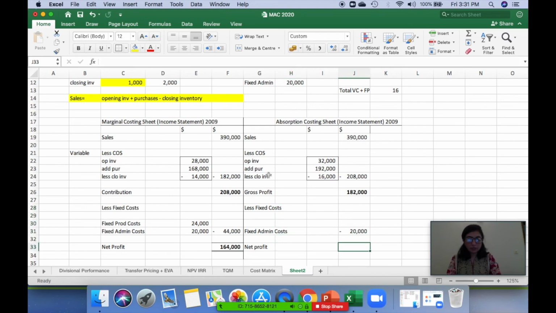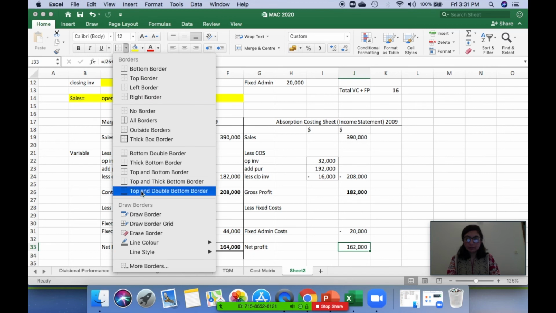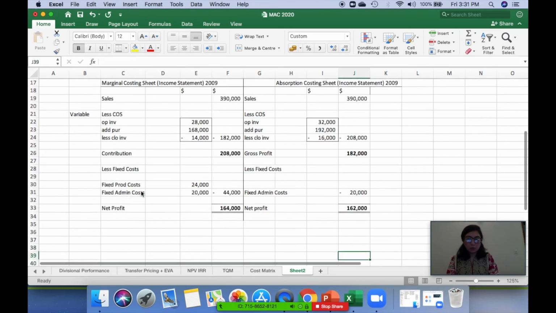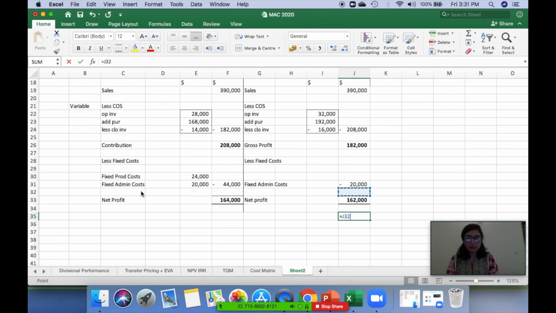So the net profit that we have is 182 minus fixed admin cost, which is 162,000. Now you can see that in marginal costing, our profit went down with how much? Let's actually identify the difference. Minus 162 with exactly 2,000. Can you suggest where this difference came from? Closing inventory. The difference in marginal costing and absorption costing's net profit will always be because of the difference in closing inventory.